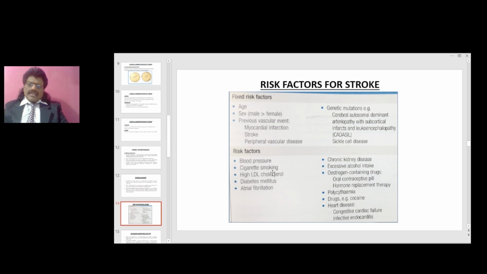High low density lipoprotein cholesterol. High density HDL cholesterol is protective, whereas LDL cholesterol is a risk factor. So when there is a high low density lipoprotein cholesterol, it's a risk factor. Then we have chronic kidney disease, excessive alcohol intake, estrogen containing drugs like oral contraceptive pill, hormone replacement therapy, polycythemia, drugs like cocaine, heart disease, congestive heart failure and infective endocarditis.